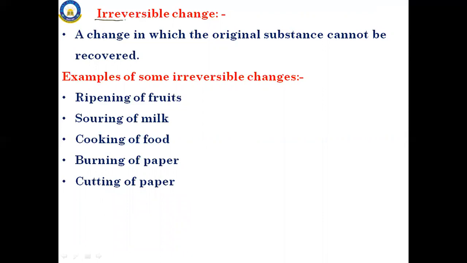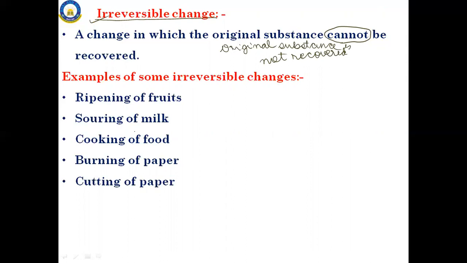Irreversible change. So now we are studying about the irreversible change. So what is reversible change? Original substance can be recovered. A change in which original substance cannot be recovered, so here original substance is not recovered, and that kind of change we call as irreversible change.